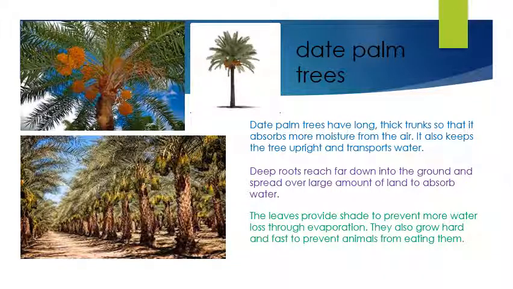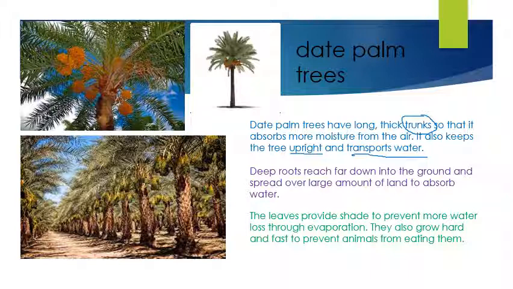This is another type of plant that is slightly different. It's called a date palm tree. You may have seen these when you've gone on holiday. Again, it has a trunk, just like some of the trees we'd spoken about. It keeps it upright, and it transfers the water through. But the trunk has another function in a date palm tree.